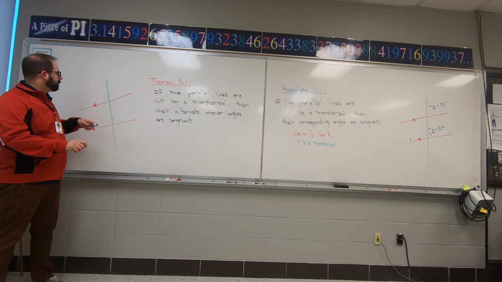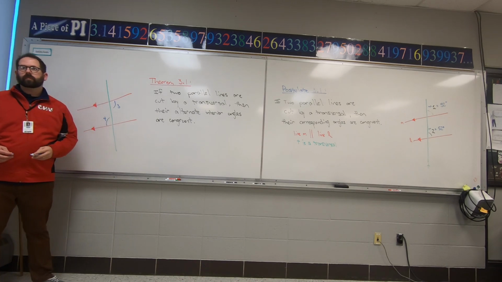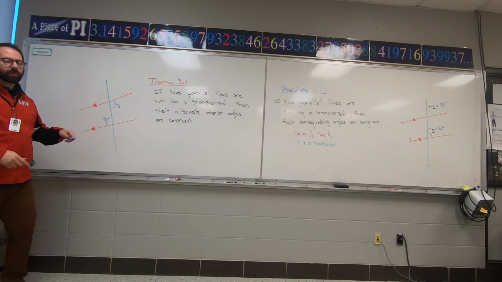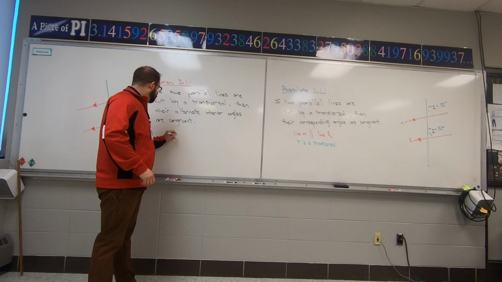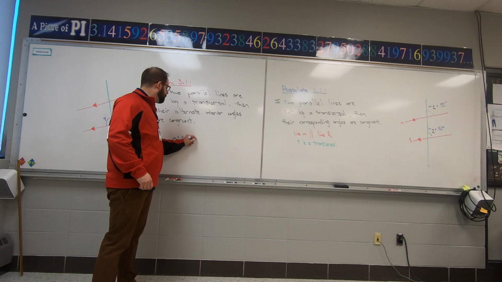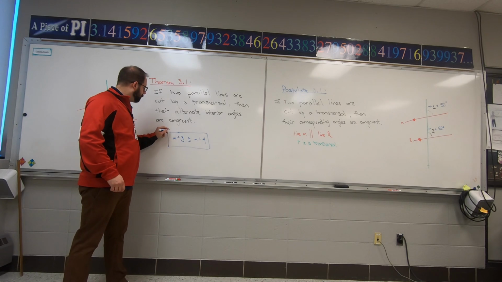So let's say that I'm gonna pick this angle and this angle. Let's say this is 3 and 4. Okay. What this theorem is saying is that angle 3, the measure of angle 3, is congruent to or is equal to the measure of angle 4. This is what I'm trying to prove.